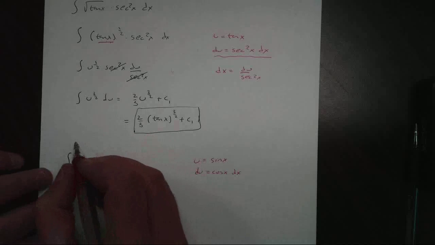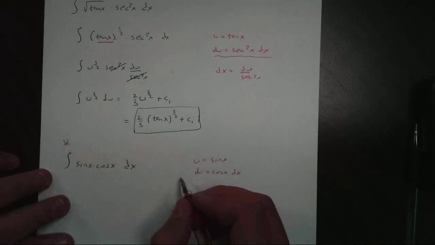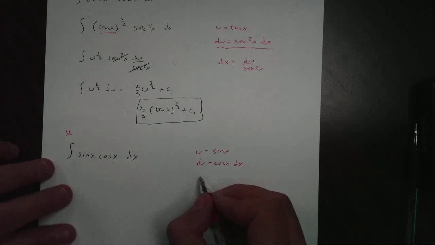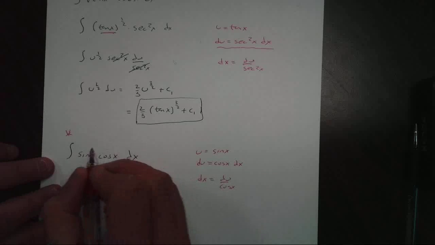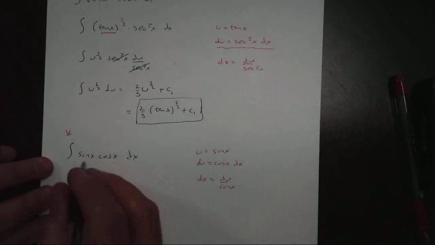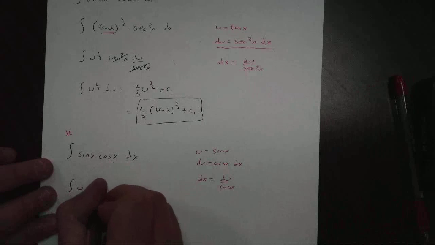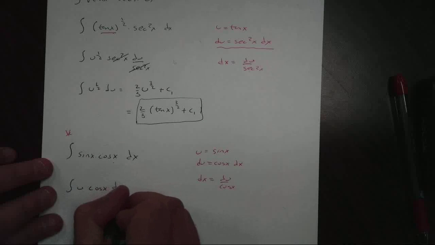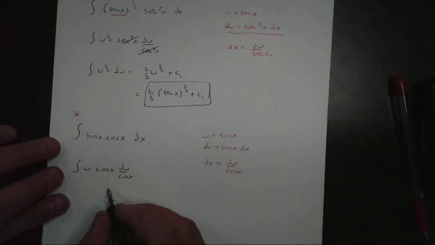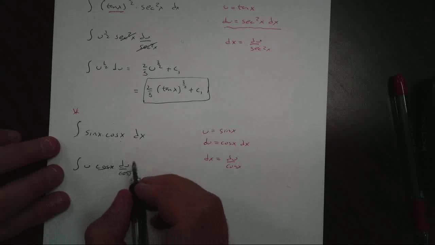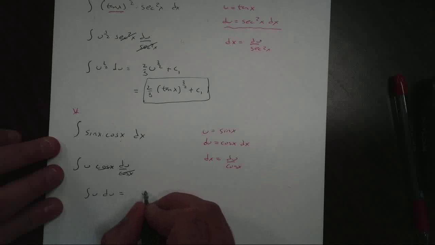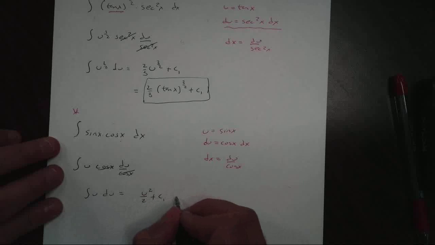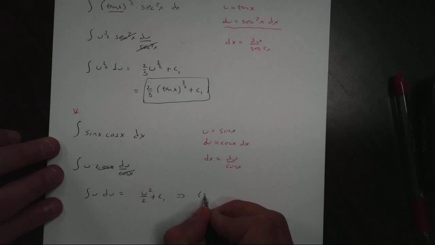So this is like a special case right here, when u is not inside, and when it's not a composite function. So I'm going to get dx equals du over the cosine of x. And I plug it in. And we get u times the cosine of x du over the cosine of x. And what cancels? The cosines. Cancel, cancel. U du, and I get u squared over 2 plus c1, which becomes the sine of x squared over 2 plus c1.